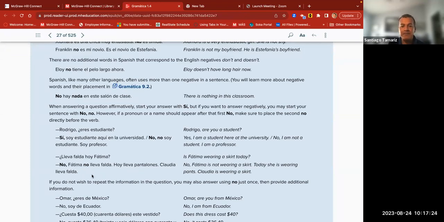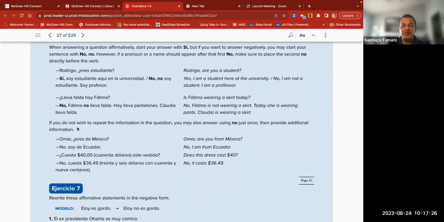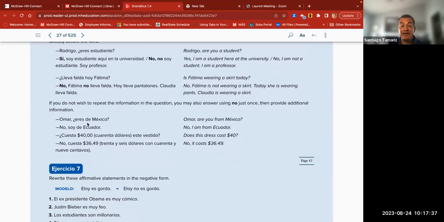Claudia lleva falda. If you do not wish to repeat the information in the question, you may also answer using no just once. That's okay. Then provide additional information. For example, Omar, ¿eres de México? Omar, are you from Mexico? No, coma. Soy de Ecuador. No, I am from Ecuador. You don't need to say no, I'm not from Mexico. I am from Ecuador. You can just say, no, I am from Ecuador.